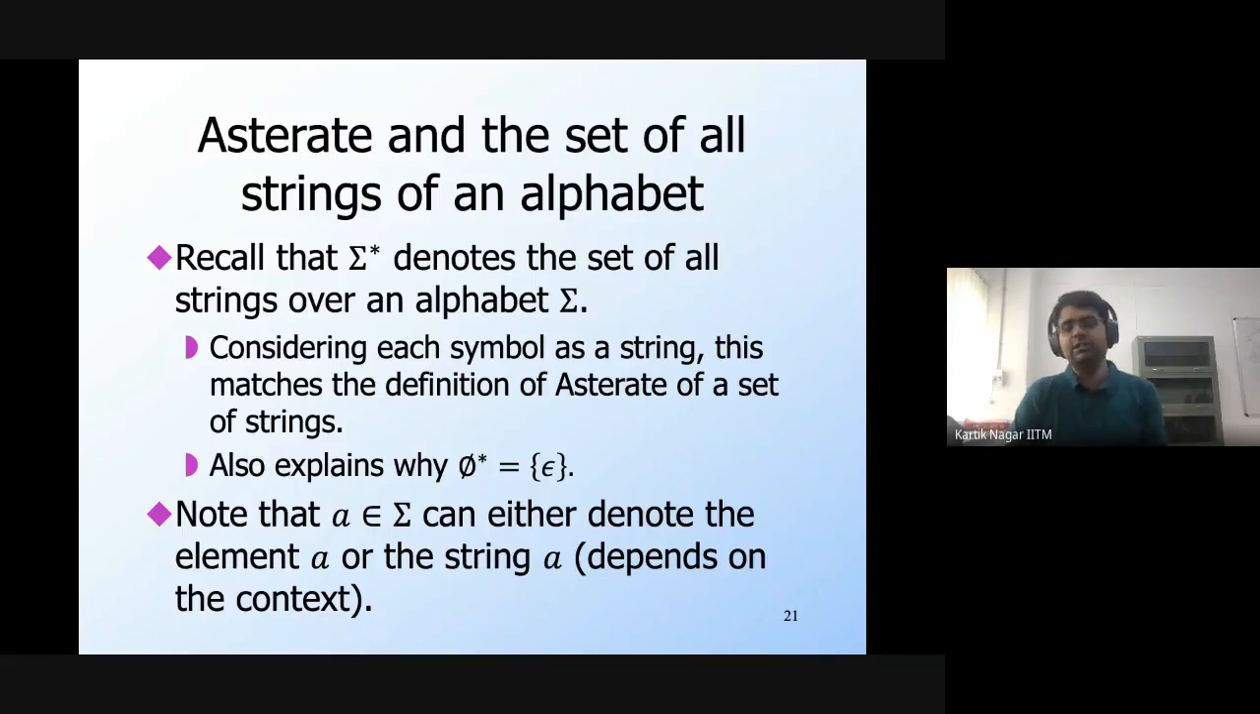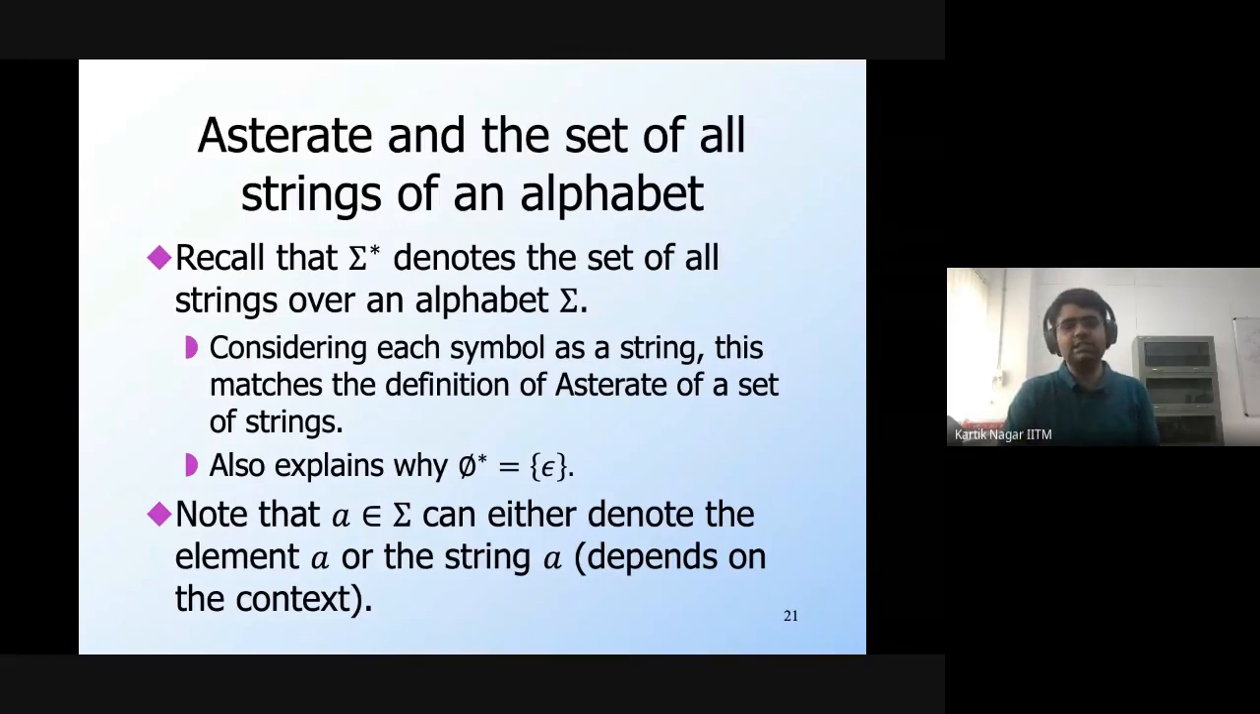And so note that given a symbol a in sigma, it can either denote the symbol or element a, or it can denote the string a. This depends on the context in which we are using this particular symbol. So you can always figure out whether the small a is actually a symbol or it's supposed to represent a string. Okay, so I think that concludes the introduction on the part of strings.